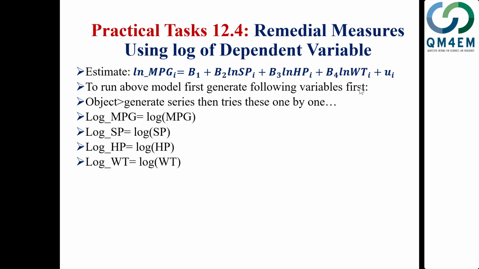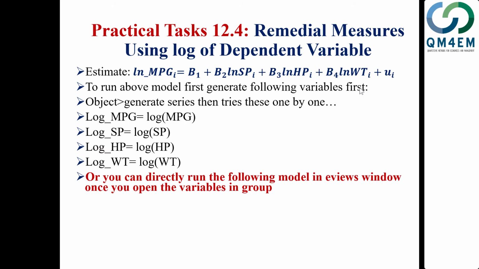Similarly, I can generate log of SP, log of HP, and log of WT, the three explanatory variables in their log form. So that was the procedure. We learned how to generate the log of the variables. That's one way of running the double log model: I generate these variables and then I run the model. In case you forgot how to do that, you can go to the video on the double log model. In that video it is shown in two to three minutes how you can do that, so that can give you a quick refresher.